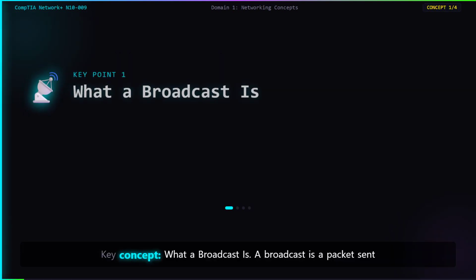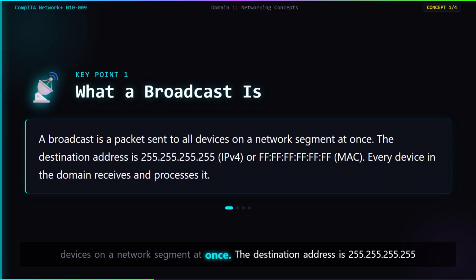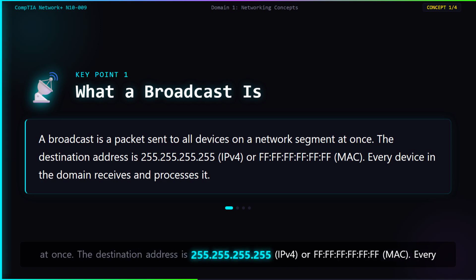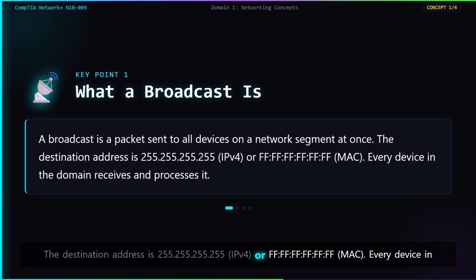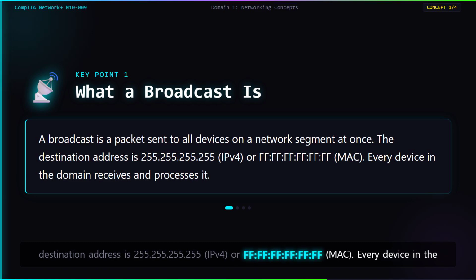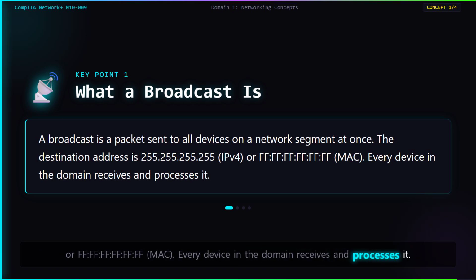Key concept: what a broadcast is. A broadcast is a packet sent to all devices on a network segment at once. The destination address is 255.255.255.255 for IPv4 or FFFFFFFFFFFF for MAC. Every device in the domain receives and processes it.